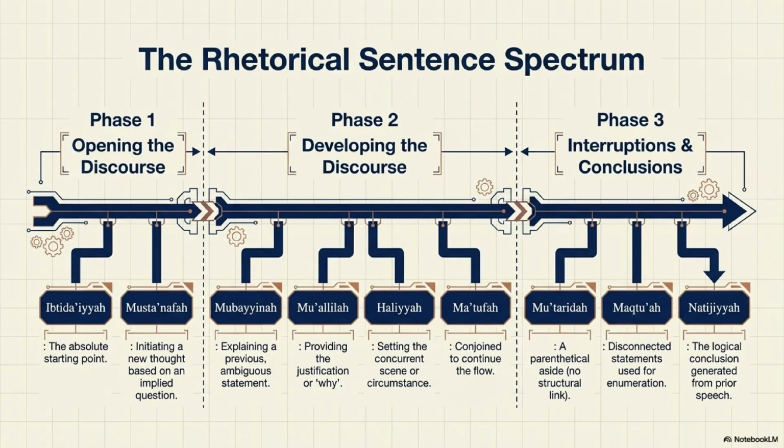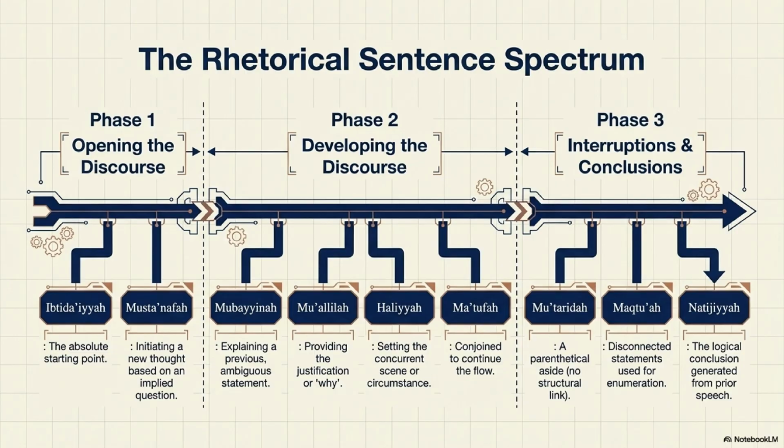First, it lists the prepositions. The text states there are up to 20 of them. We won't list all 20, but it includes words like min for from, ila for to, fi for in, ala for on. These are the operators of location and direction. And their operational rule is simple. They force the noun that immediately follows them into the genitive state, the kasra ending.